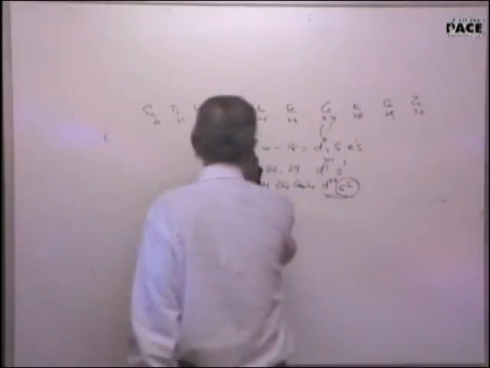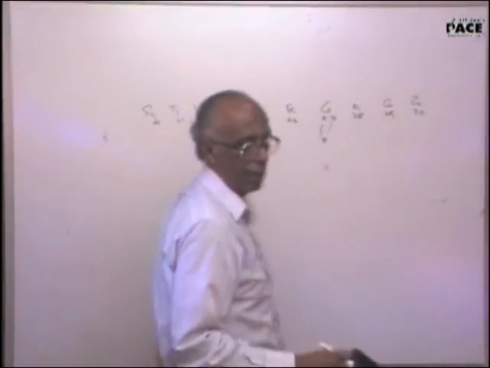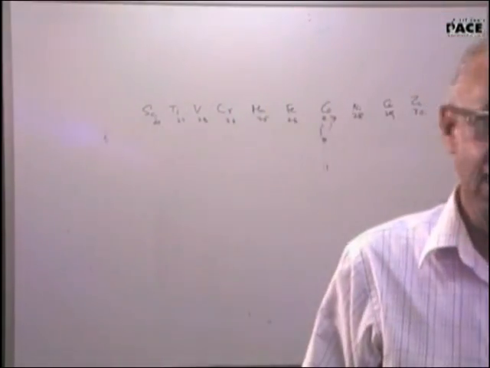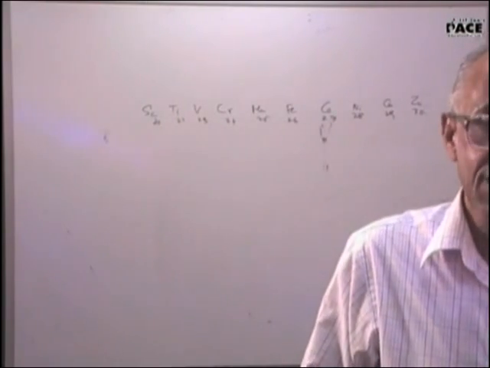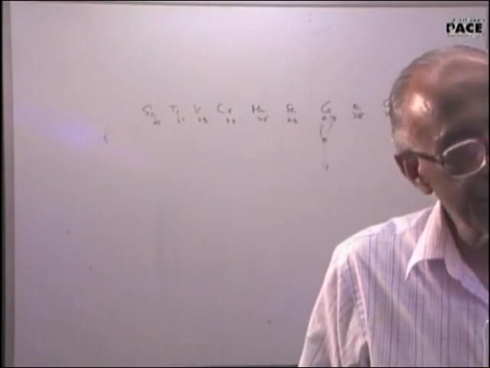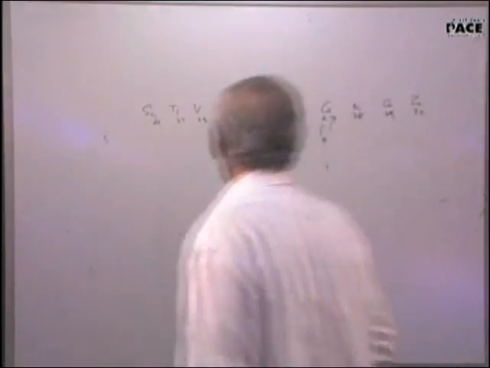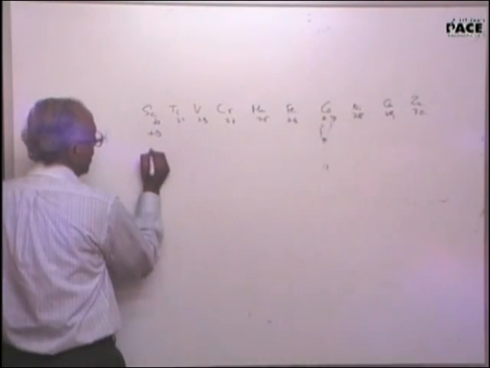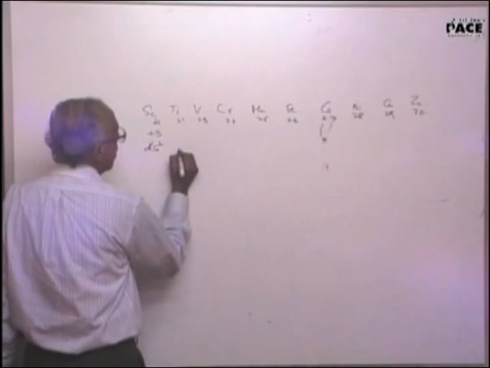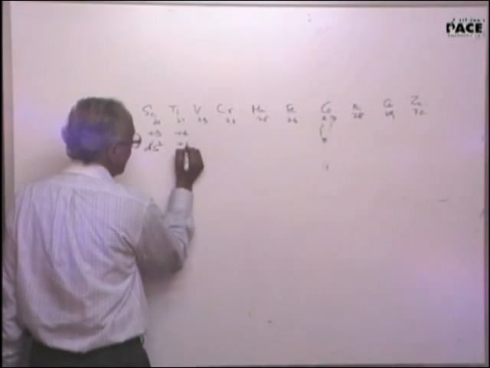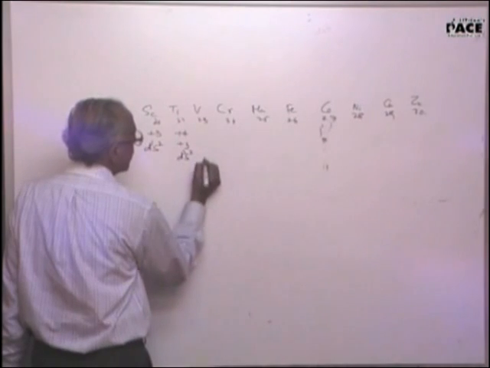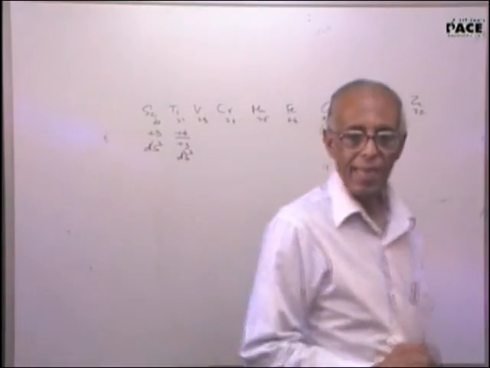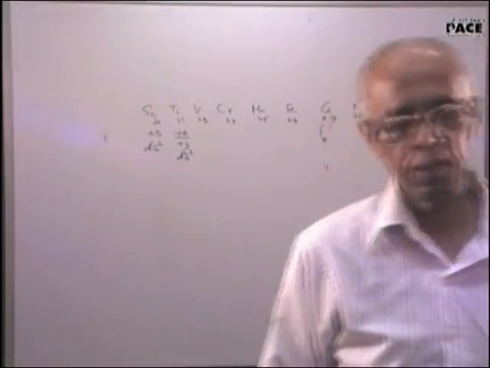Now, if we look at the transition elements vis-a-vis non-transition elements, you will see that transition elements show variable oxidation states. Scandium shows +3. It has d1 s2. Titanium shows +4 and +3. It has d2 s2. And +4 is the one I underline. That oxidation state is the more stable oxidation state.